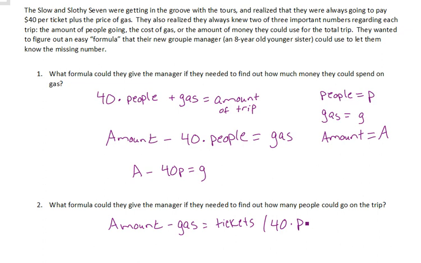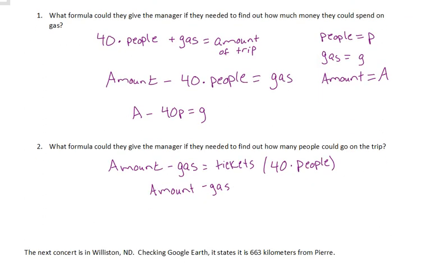Well again, we just want to figure out the people. So that means we're going to take our amount, subtract the gas, and then whatever our answer is, we're going to divide by 40. So we need the amount minus the gas. She's going to do that, and then we're going to have her divide by 40 in order to figure out how many people.